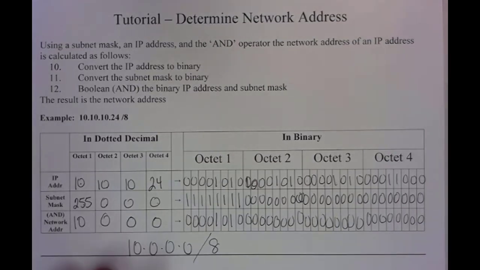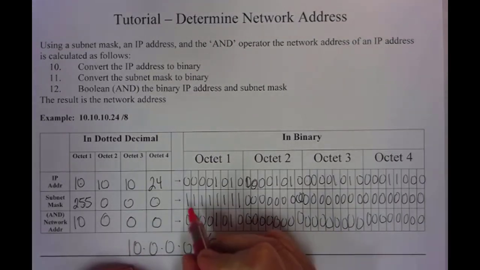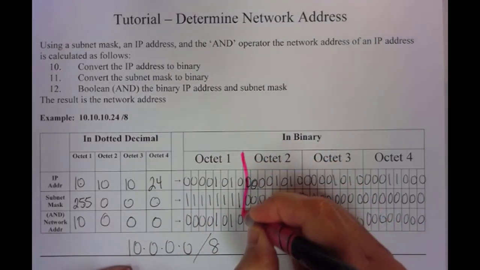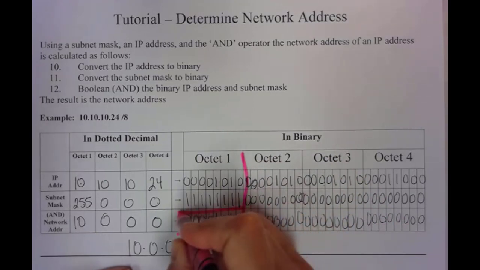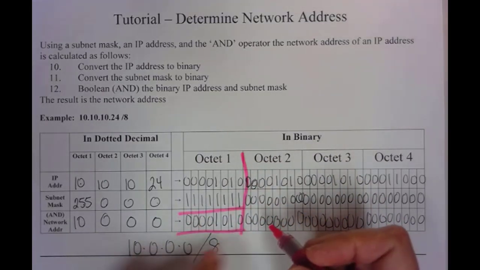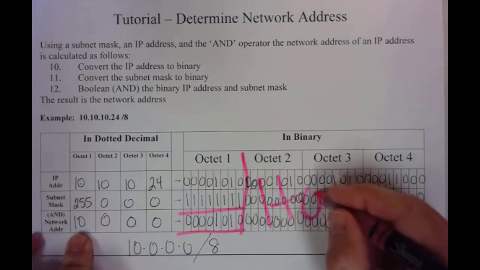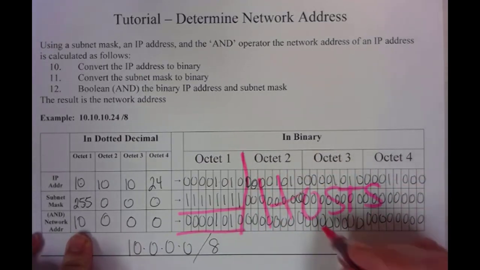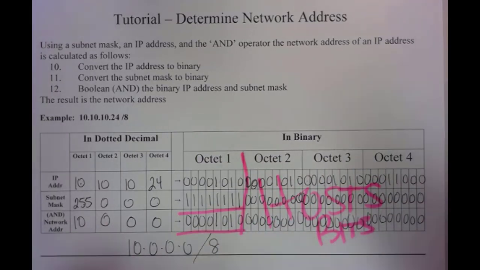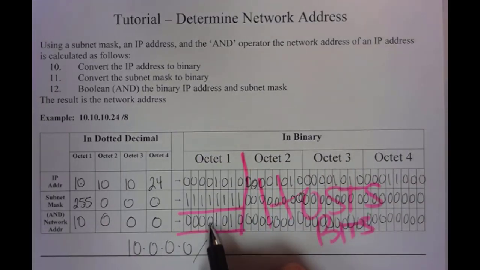Okay, so my subnet mask, it's wherever the ones are, right? So I know that this is what's part of my network address, and this value is 10. Everything over here, these are all hosts. They're host bits. So I don't really care about them when it comes to the network address. So I've got 10.0.0.0/8. Shortcut worked.